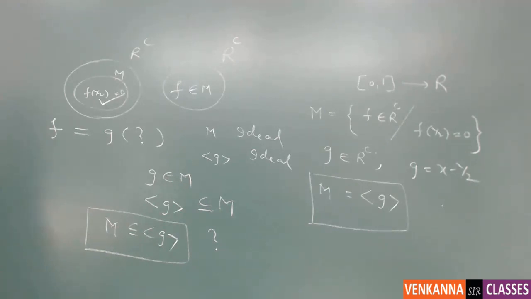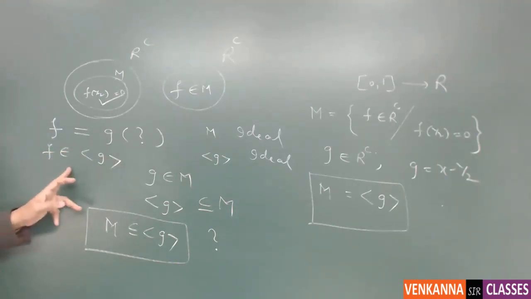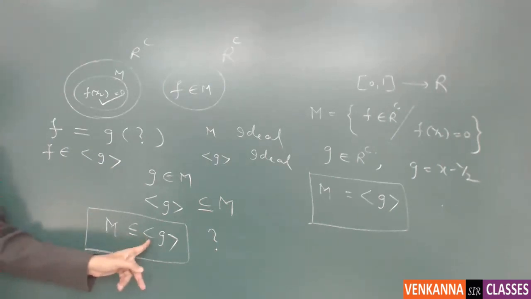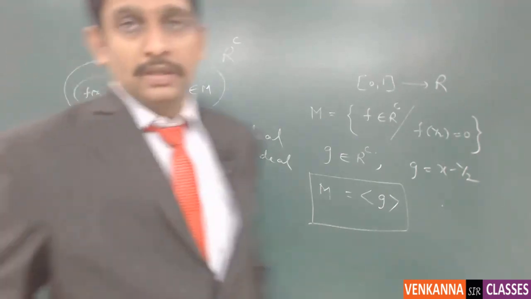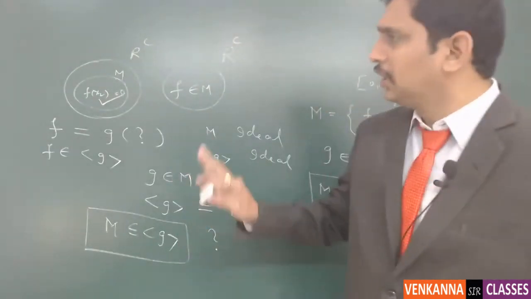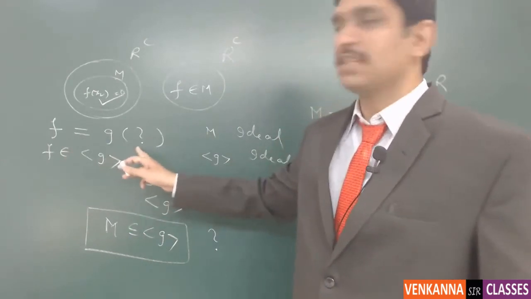If we are able to show that every element f belongs to M can be represented as f is equal to g into something, so it means that f belongs to the ideal generated by g. So automatically M is a subset of the ideal generated by g will hold, so that both will be equal. Right. So it is our responsibility to show that f is equal to g into something.